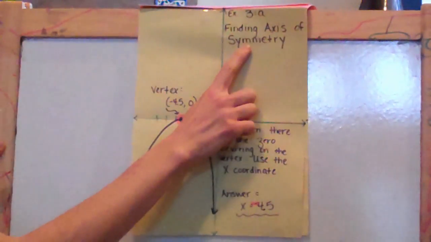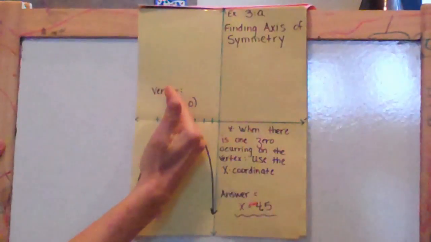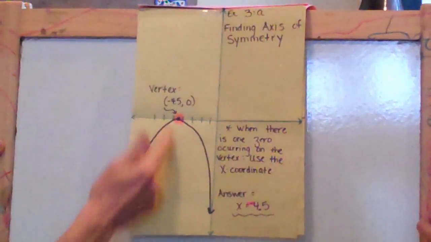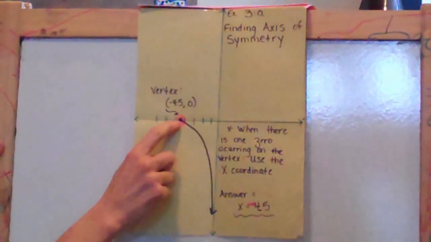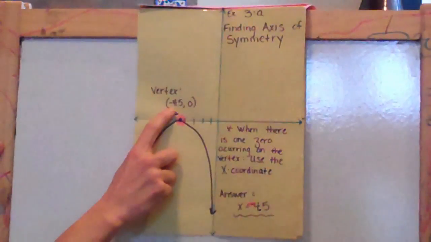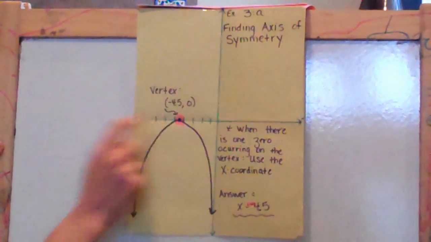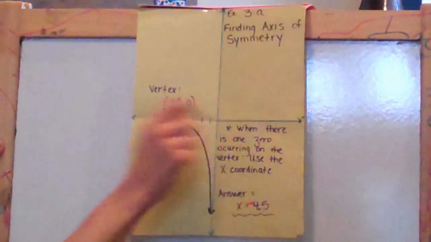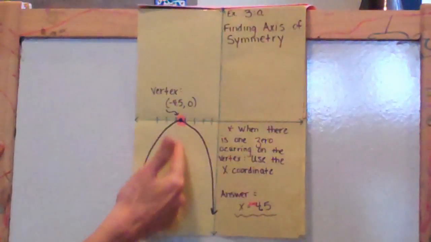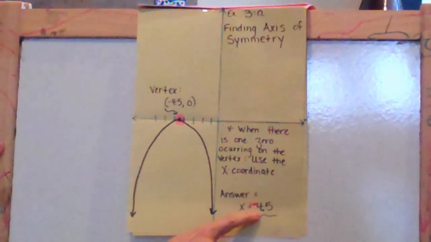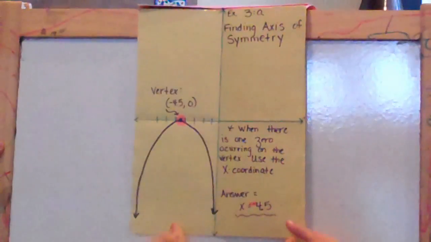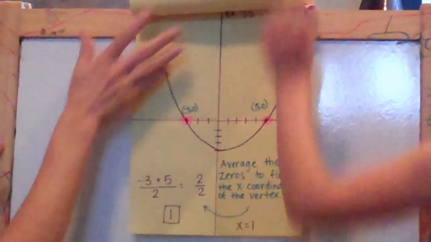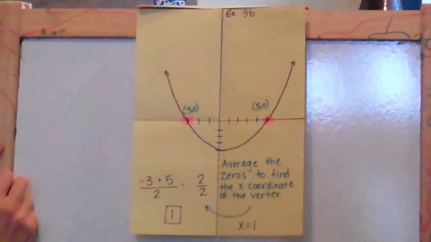This time they want us to find the axis of symmetry, or the imaginary dotted line that goes straight down to make two equal parts of this parabola, what would be right here. They give us the vertex, which is (-4.5, 0). That's what this point is right here. So I know that when the vertex is on the x-axis, it's that x value. So my answer is -4.5. This line right here, which would be when x is -4.5. And that's your answer. You're finished. Yippee! Moving right along to 3b.